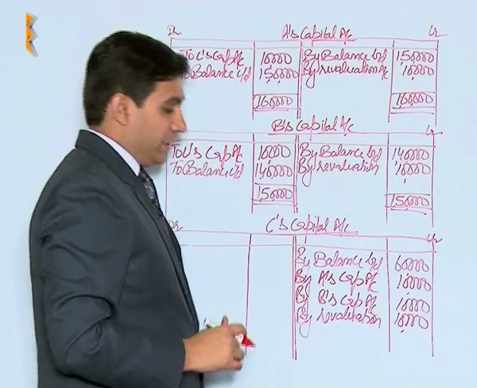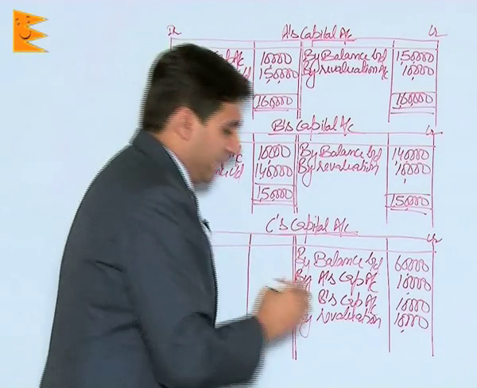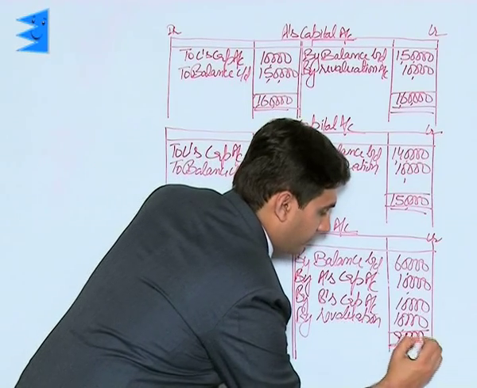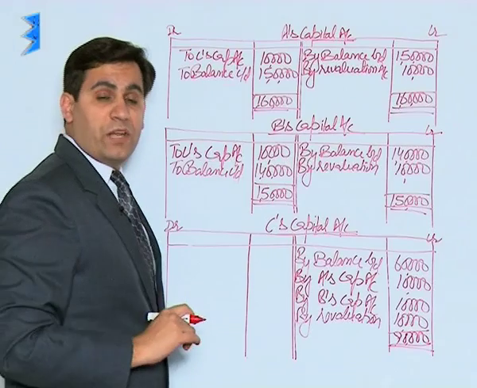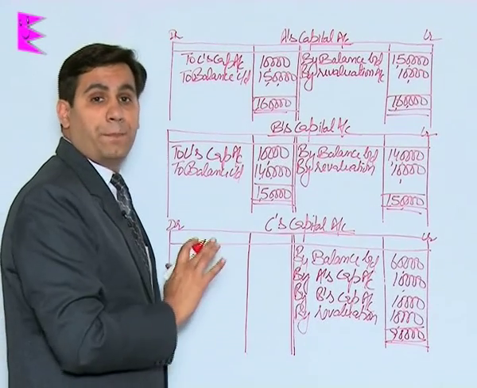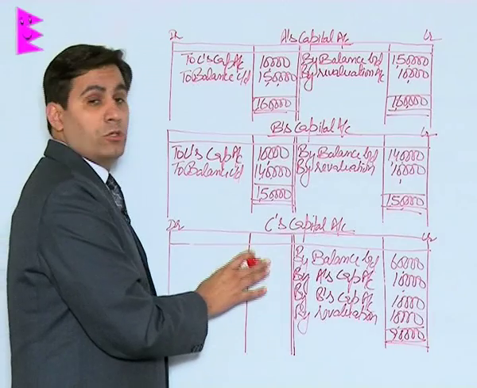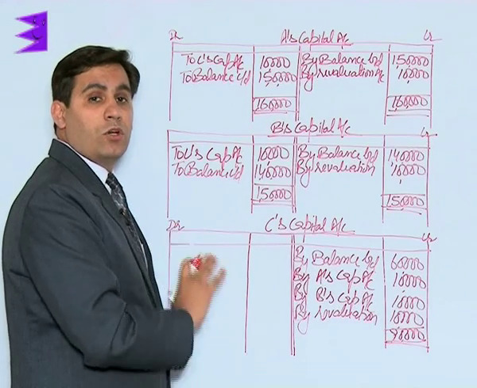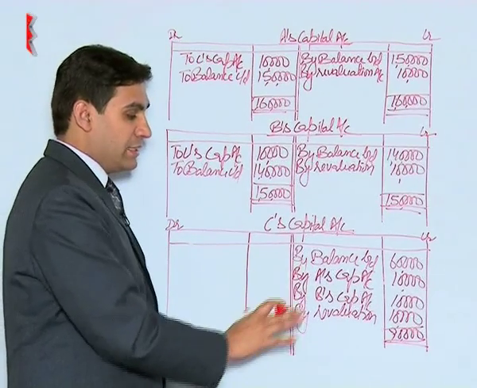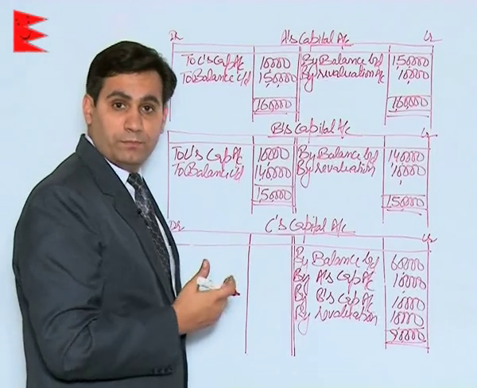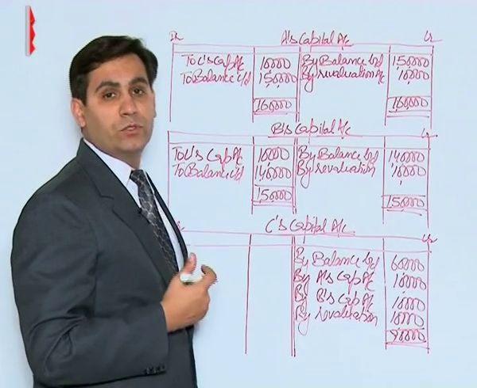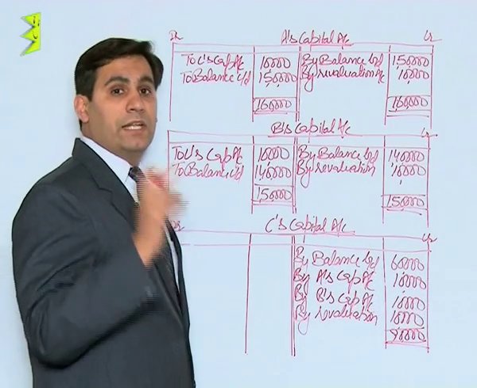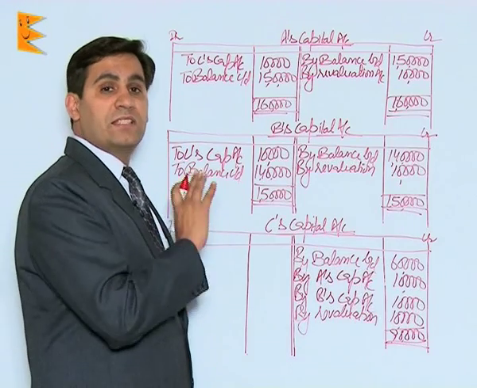Coming to C's capital account, students, totaling on the credit side gives us an amount of 90,000. But remember students, C is going to retire from the business, so he will no longer be a partner. Hence, no balance should be carried in his capital account. That means the capital account would now be closed. So any balance that is there should either be paid to him in cash or should be transferred to his loan account. Now remember, the question mentions it directly and very clearly whether the amount is to be paid or not. In this case, nothing was mentioned.